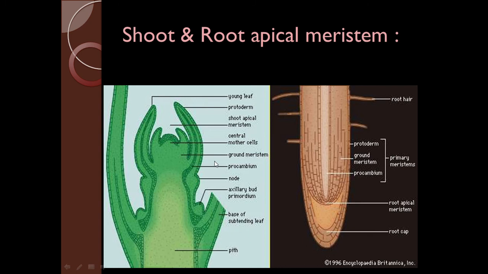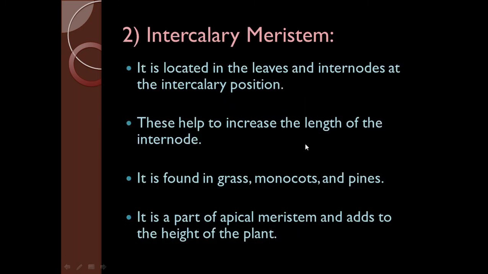Here you can see the structure of the shoot meristem, and this is the root meristem. Here you can see the younger leaf, ground meristem, here procambium, nodes, etc. You will study in detail in the higher classes about the structures of the shoot and root apical meristems.